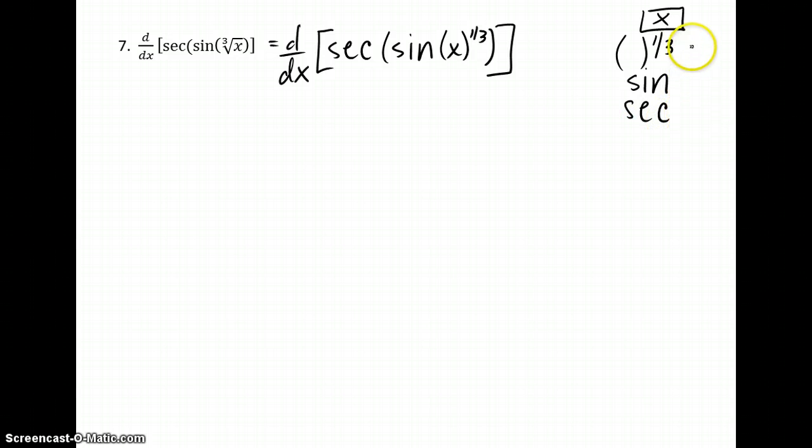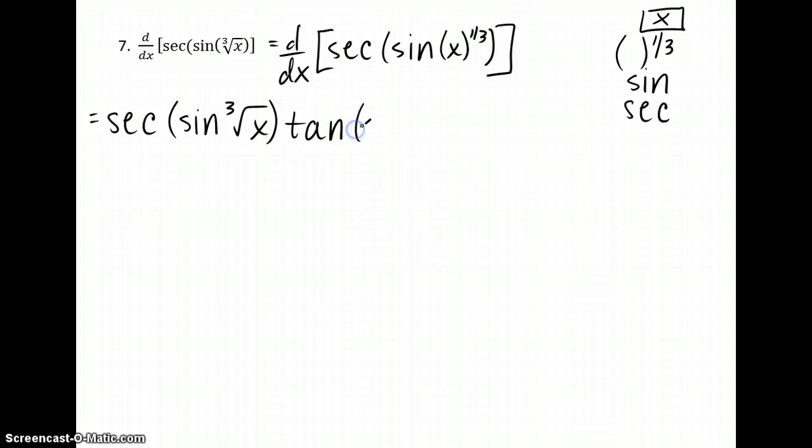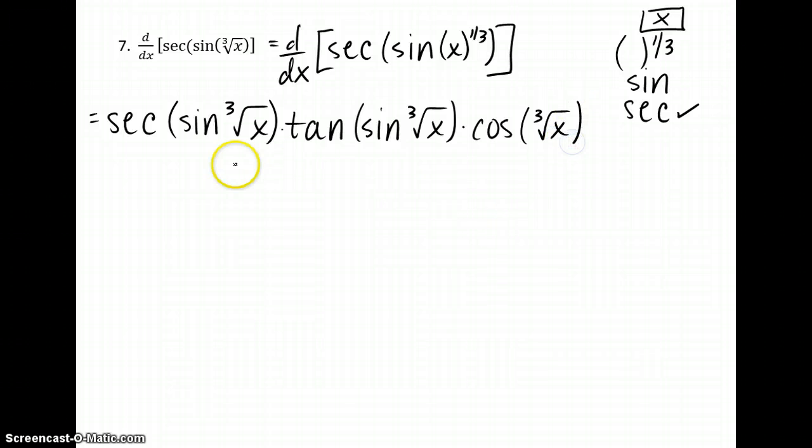So working from the outside in to derive, the derivative of secant is secant of the original function times the tangent of the original function. So that's derived. The derivative of the sine function is the cosine of the function. And then our last piece, derive what's being raised to the 1/3 power. So 1/3 times x to the negative 2/3 power.